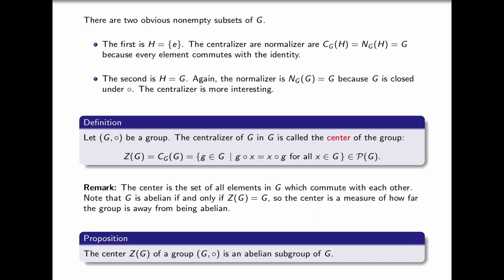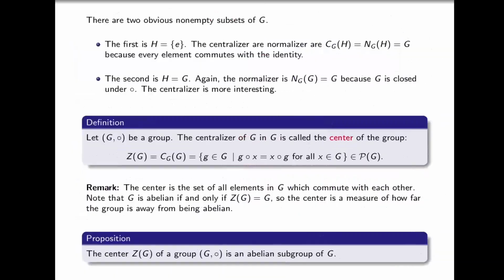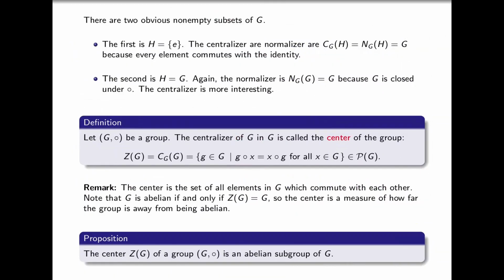Now the same is not true of the centralizer. If we take the centralizer of G, it is not necessarily going to be equal to G, because now we will need that g circle any other element a in G is equal to a circle g for all the elements in G. In other words, we're looking at all the elements in G that commute with elements in G.